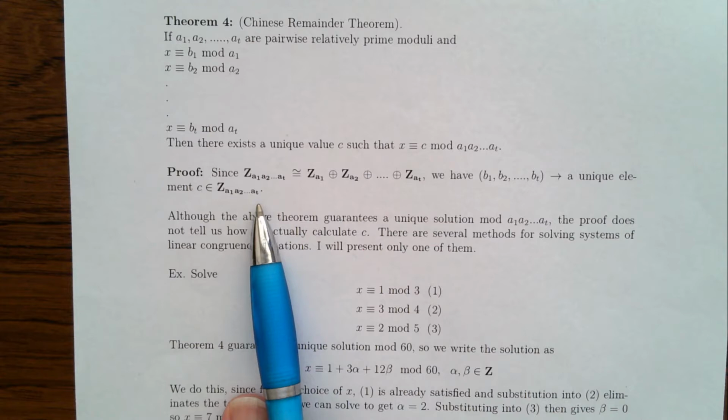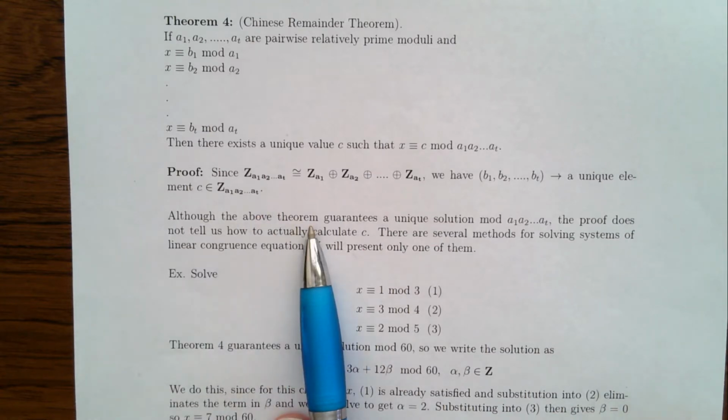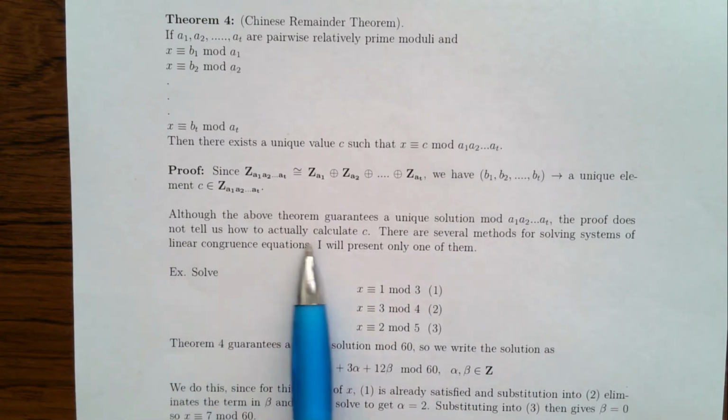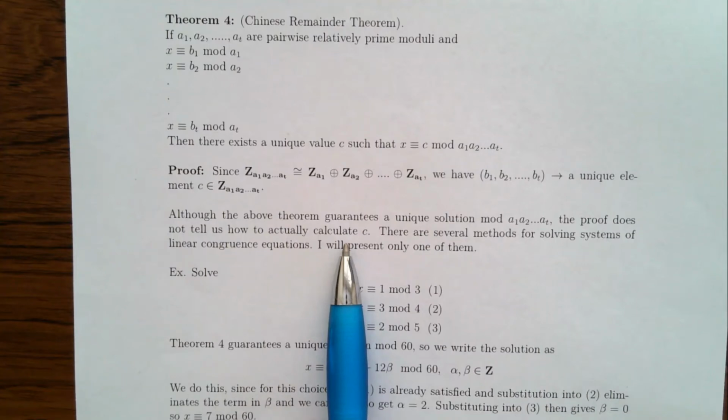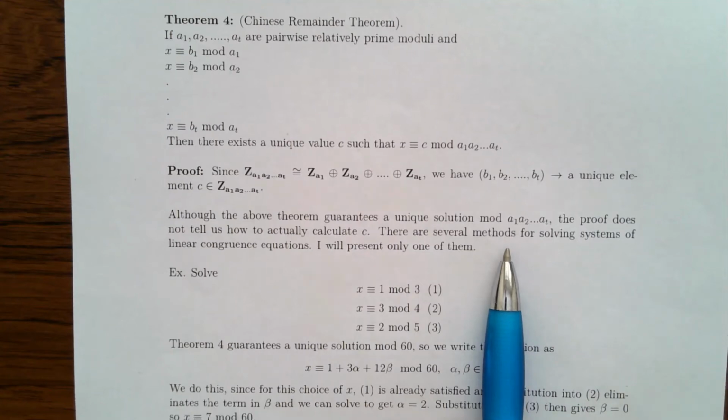Now, although it's an existence theorem, so although the proof guarantees a unique solution modulo A1 up to AT, the proof doesn't actually tell us how to calculate C. It's one of those existence proofs that doesn't give you the method. Now there are several methods for solving systems of linear congruence equations. I'm just going to present one of them, which is probably my favourite. Now that we have the Chinese remainder theorem, we know there is a unique solution, and I want a fairly simple, quick way of writing down what the solution is.